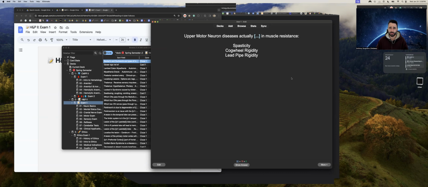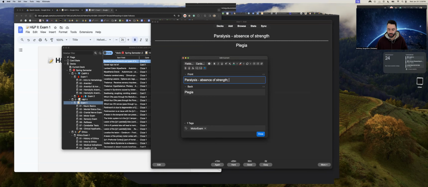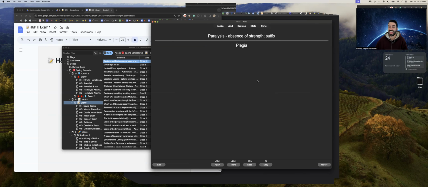Upper motor neuron diseases actually increase muscle resistance, so increased spasticity or rigidity. Paralysis, absence of strength. This is a suffix I'm looking for, like hemiplegia. Yeah, like a paraplegic.